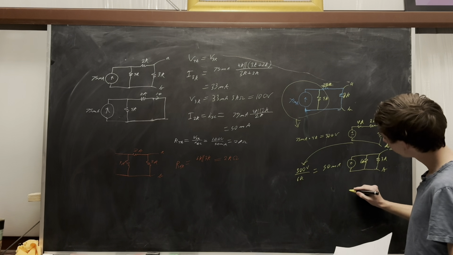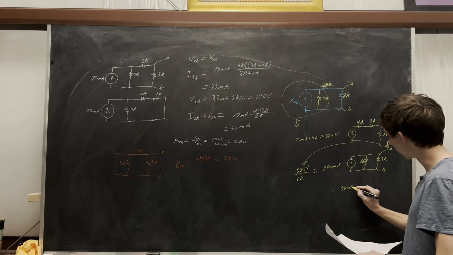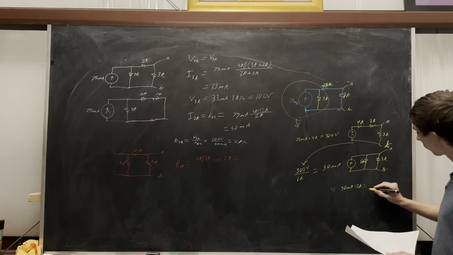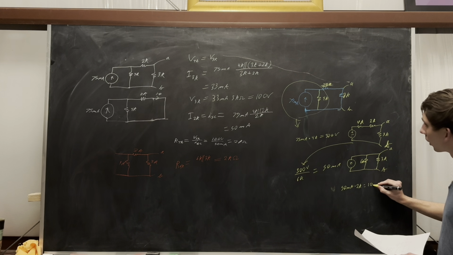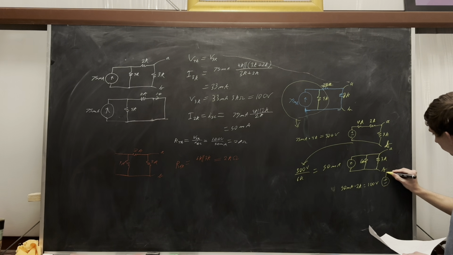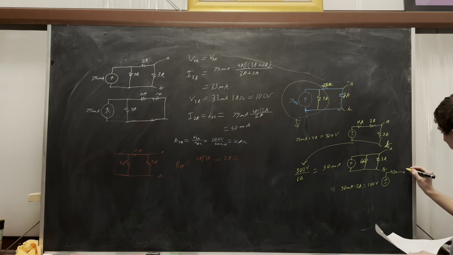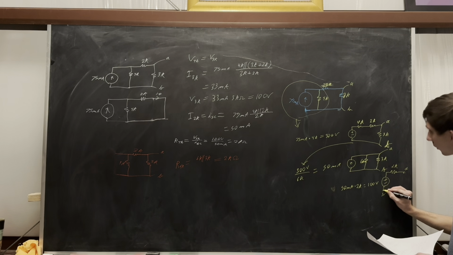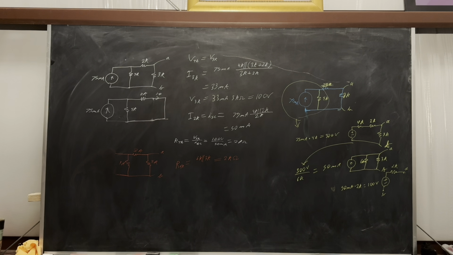We want Thevenin. So 50 milliamps times 2K equals 100 volts. This is 2K. And you see, we get the exact same values no matter what method we use. So, I suppose if you wanted to check a problem, you could redo it using a different method.